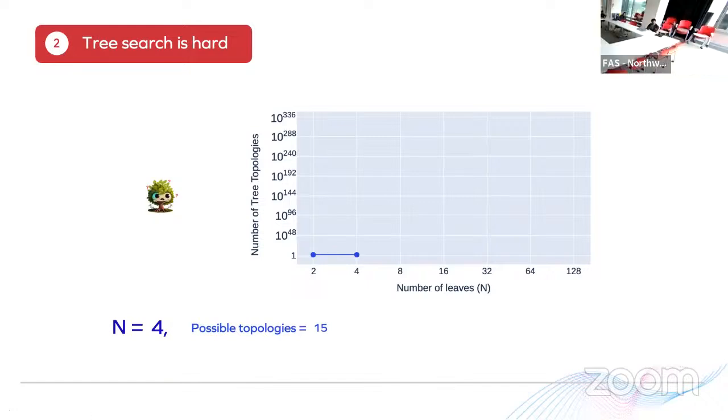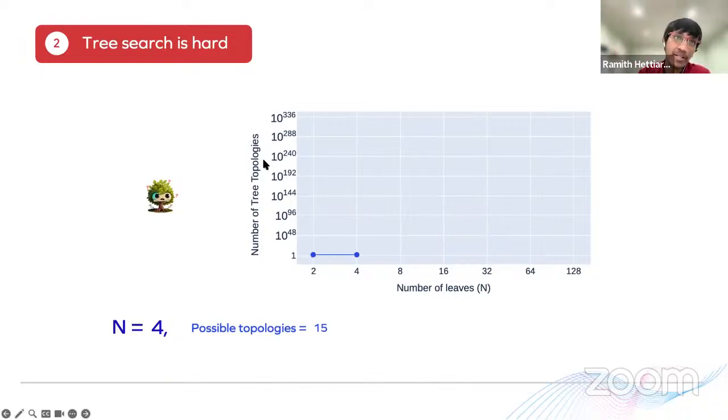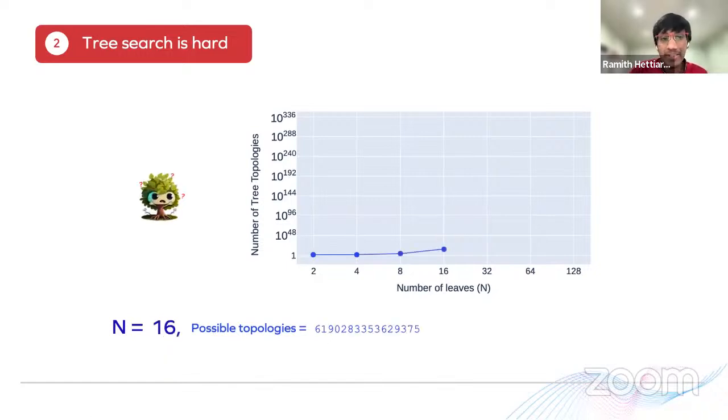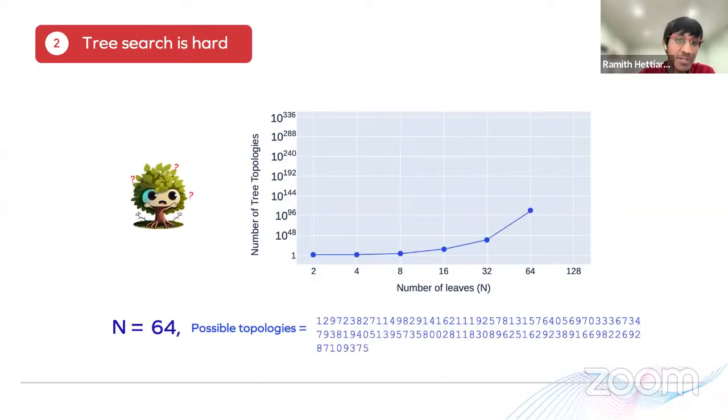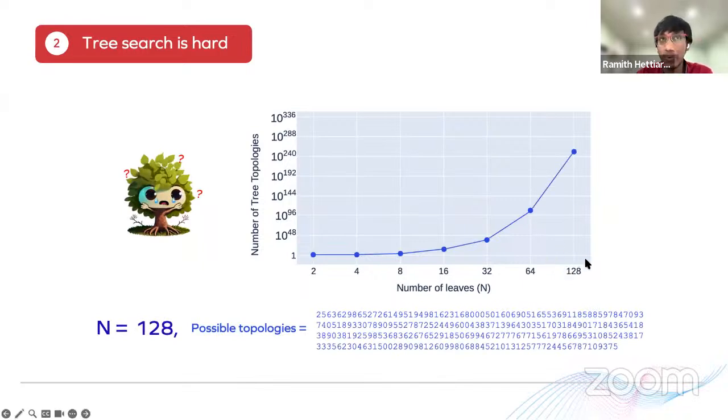So if we are counting the number of bifurcating trees, at each parent there's just 2 children. For 2 leaves, we can quickly assume there's just 1 tree, right? However, for 4 leaves, there's 15 tree topologies possible, and this number grows really quickly. When we look at around 128 leaves, we have 10 to the 250th power of tree topologies possible.